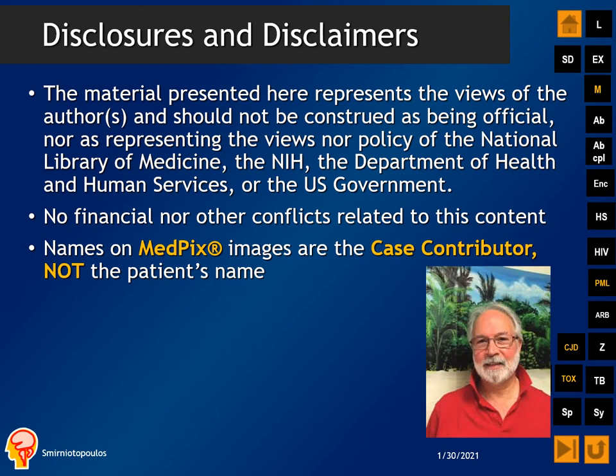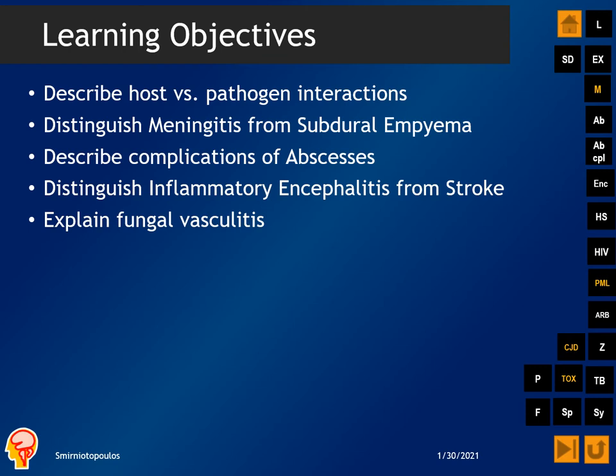Our learning objectives: to describe the host versus pathogen interactions, to distinguish meningitis from subdural empyema, to describe the complication of CNS abscesses, to distinguish inflammatory encephalitis from stroke, and to talk about fungal vasculitis.